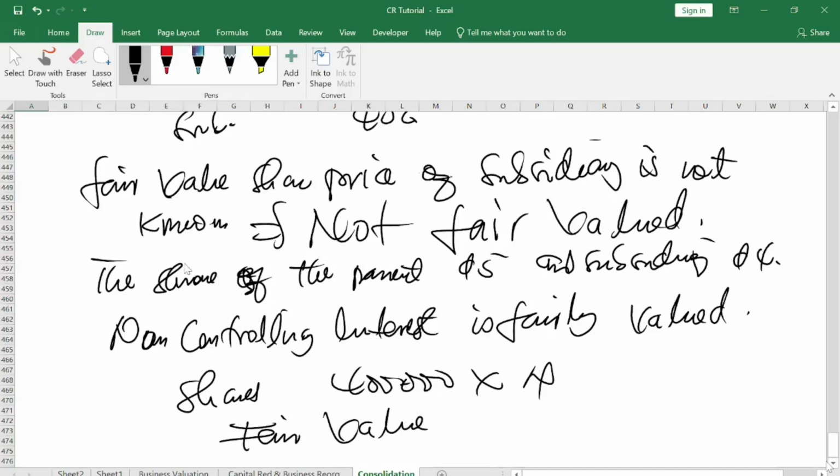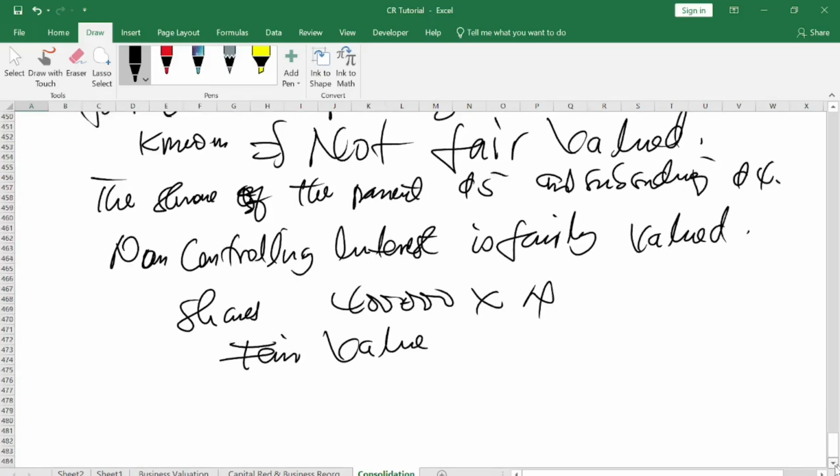But in a case where the question is silent, they didn't give you the unit price of the subsidiary or non-controlling interest. The question is silent. It means that the subsidiary is not fairly valued. So you use the proportionate method to determine the goodwill. If the subsidiary can be fairly valued, then we use what we call the fair value method to determine goodwill.